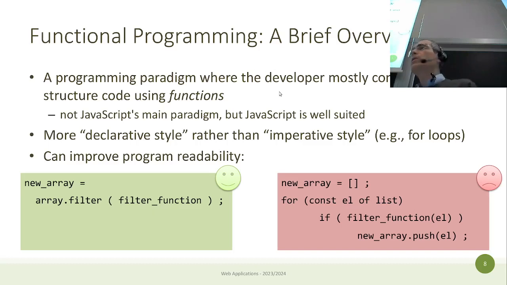So in short, the idea is we want to write our code this way when possible. Okay, it's not always possible, but many times it's possible in an easy way. We want to write code achieving our results basically by combining functions. And to tell how the functions work, we pass to those functions other functions, so the callbacks that I just talked about. Okay? So it's a more declarative style rather than imperative style.